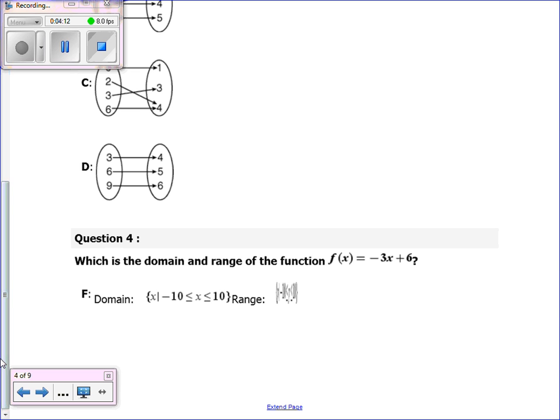Now looking at question 4, which is the domain and range of this function? Well, here we have f(x) equals -3x plus 6, and everyone recognizes this as just a simple line. y = mx + b, so our y-intercept is 6, our slope is -3, and they want to know what our domain and range is. So let's go ahead and get a visual on this one.